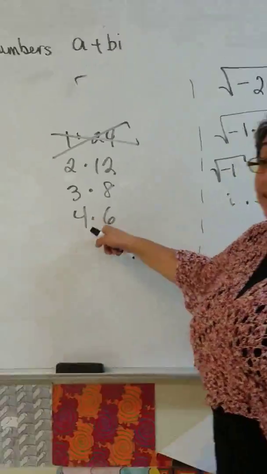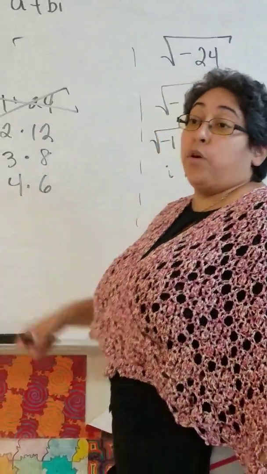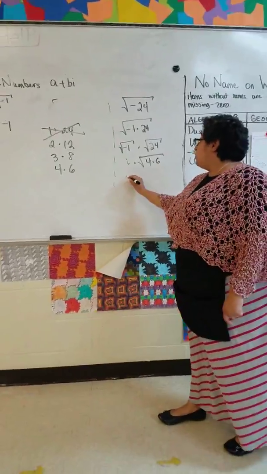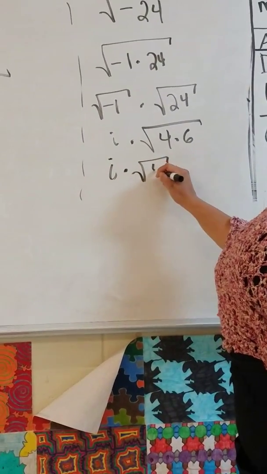Okay? So it's this one, because 2 times 2 is 4. All right, so now that I have those two written down, I'm going to separate them.